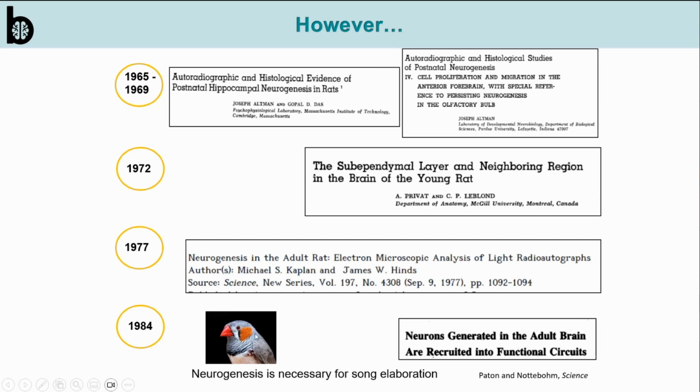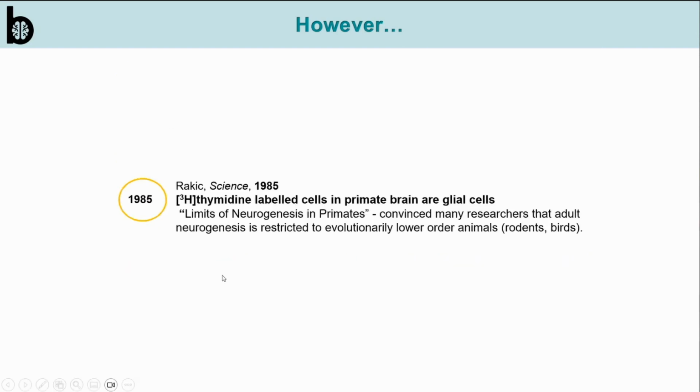And then in the 80s, there was this pioneer paper showing that neurogenesis could occur in songbirds. So every spring when they had to learn new songs, they would need neurogenesis for this learning. However, in the 80s, there was also a publication that considered that neurogenesis was only limited to lower evolutionary order animals, such as rodents and birds. And so, again, these studies were a bit stopped for some years.